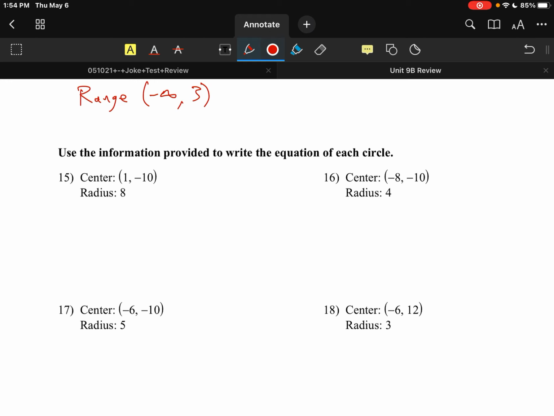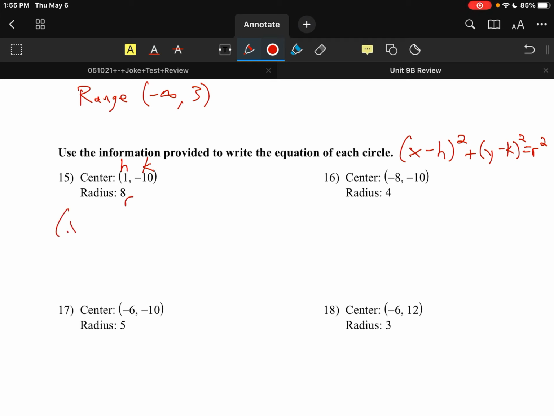15 through 18 is writing the equation yourselves using the center and the radius. Remember, the equation is x, I'm going to use h here because that's on the test. So x minus h squared plus y minus k squared equals r squared. Okay, so the h and the k are your x and y values, and then the radius is the 8, right? So you got to square that.